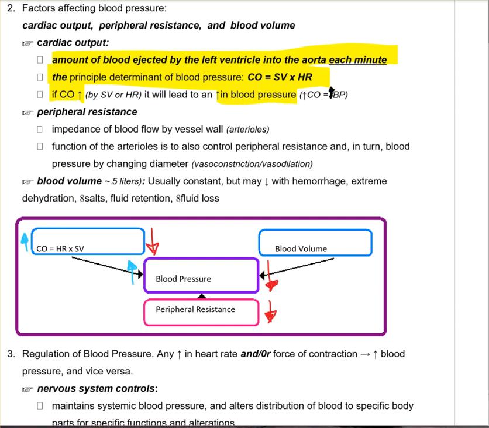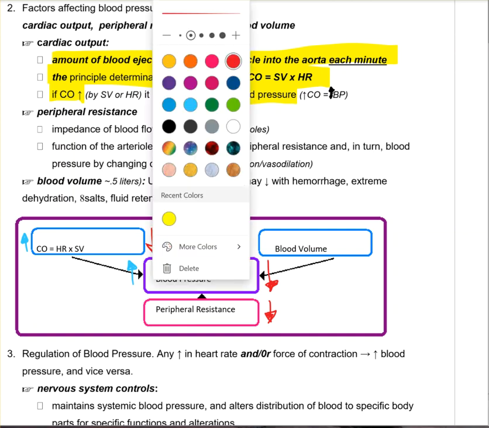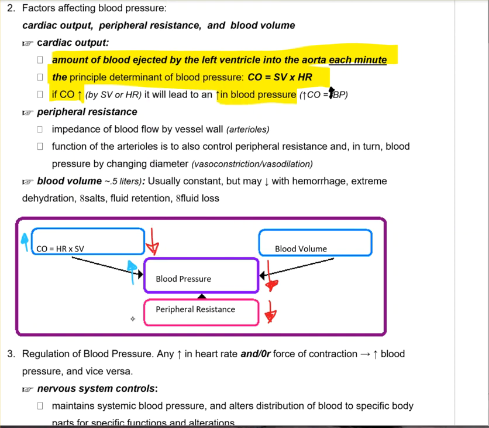Okay, now let's go back to peripheral resistance. What if we vasoconstrict and make a very small lumen, and the blood that's being forced through is rubbing up against the walls a lot? That means that resistance goes up. If resistance goes up, guess what?